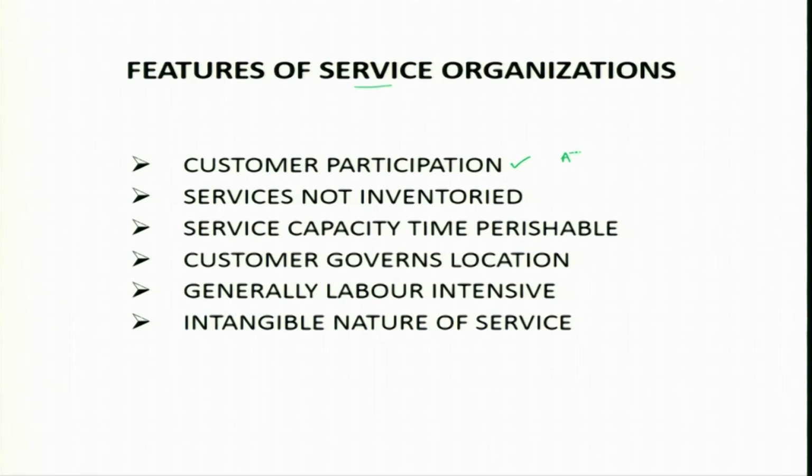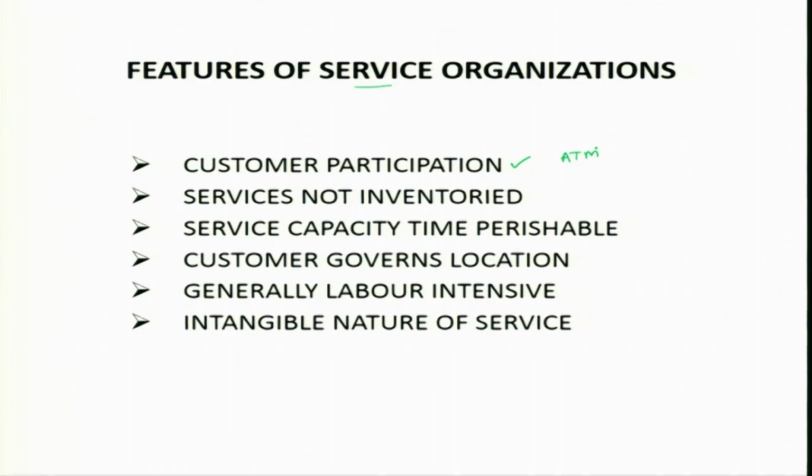You are using the ATM, you are part of the conversion process. Similarly, in education, in hospital, you are part of the transformation process also as a customer, whereas manufacturing of cars, manufacturing of pens, you are not part of the conversion process. So, that is one important aspect which is different in service organization as compared to manufacturing organization. In manufacturing organization, customer is not part of the conversion process, whereas in service organization, customer is part of the conversion process.